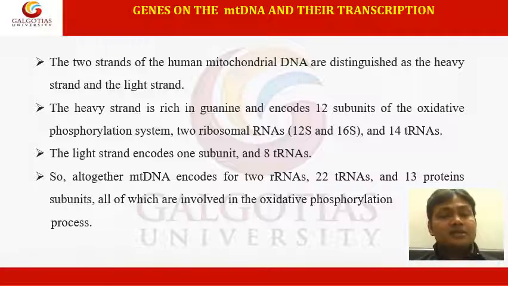The heavy strand is rich in guanine and encodes 12 subunits of the oxidative phosphorylation system, 2 ribosomal RNAs, the 12S and 16S RNAs, and 14 transfer RNAs. The light strand encodes 1 subunit and 8 transfer RNAs. So altogether mitochondrial DNA encodes 2 ribosomal RNAs, 22 transfer RNAs and 13 protein subunits, all of which are involved in the oxidative phosphorylation process.